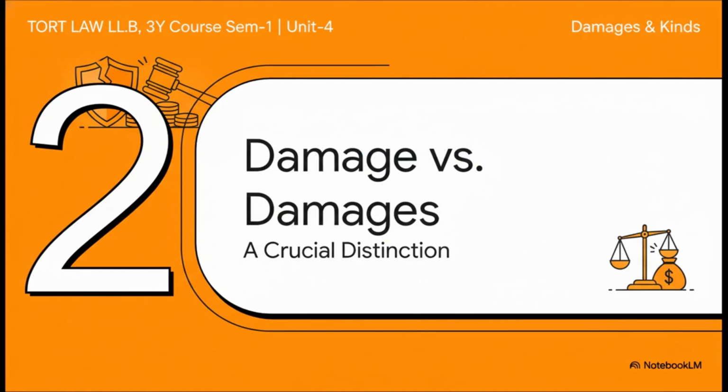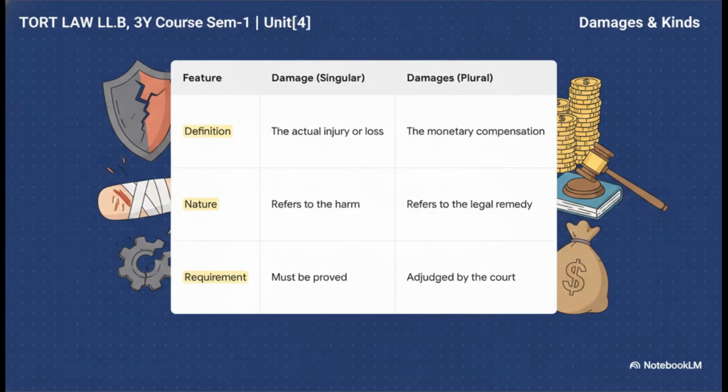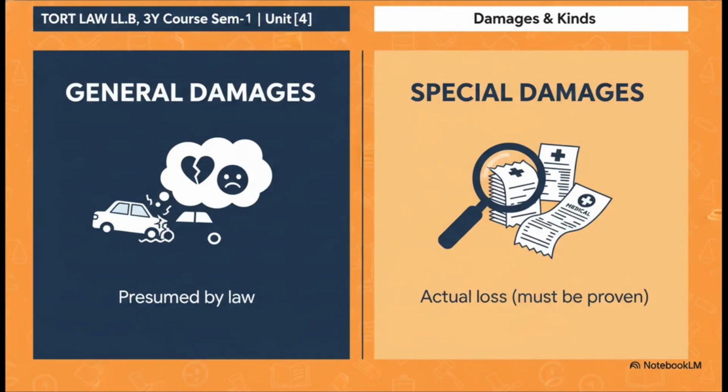between the terms damage and damages. Let us examine this distinction. Damage, in the singular, is defined as the actual injury or loss suffered by the plaintiff. Its nature is the harm itself, and its existence must be proved. In contrast, damages, in the plural, is defined as the monetary compensation awarded by the court. Its nature is that of a legal remedy, and the amount is adjudged by the court after the proof of damage. Damages are broadly classified into 2 categories.